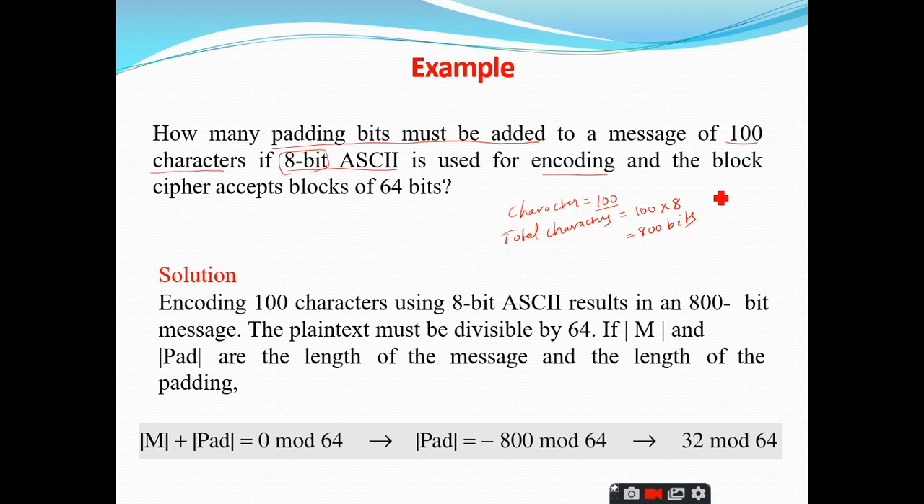Yes, sir. And the block cipher accepts blocks of 64 bits. So what is my block size here? What is the value of n here? 64. Right. Now tell me, he is asking how many padding bits are required. So how many blocks are required? First of all, tell me.